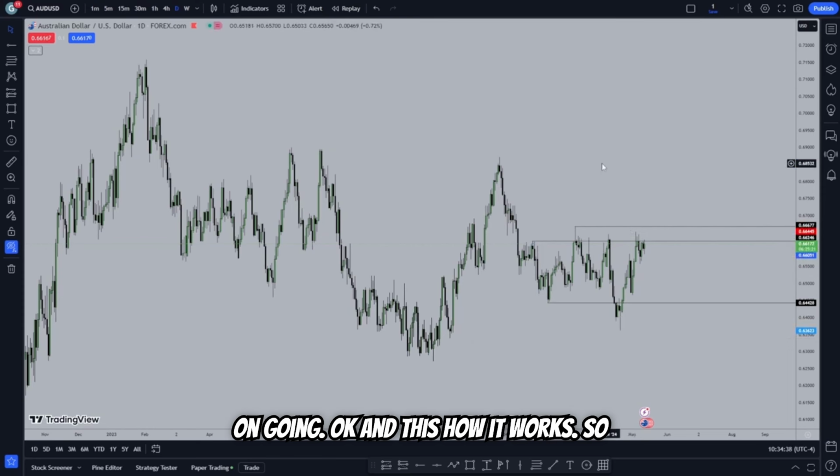Okay, and this is how it works. So I hope you understood this one. Okay, what's the daily bias and why and where should the daily bias be applied? It should be applied for swing traders or intraday traders, those who are holding the trade more than 4 hours.